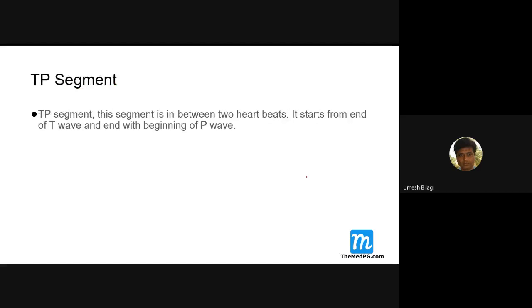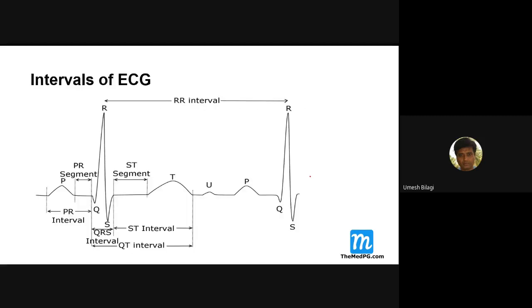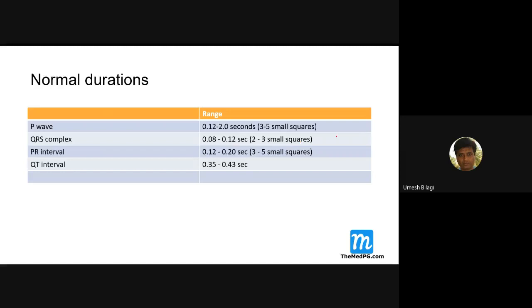The TP segment is in between two beats, after the end of the T wave and the beginning of the subsequent next beat's P wave. That is the TP interval, TP segment, sorry. The same diagram I have put here. We'll come to the normal durations of these waves.